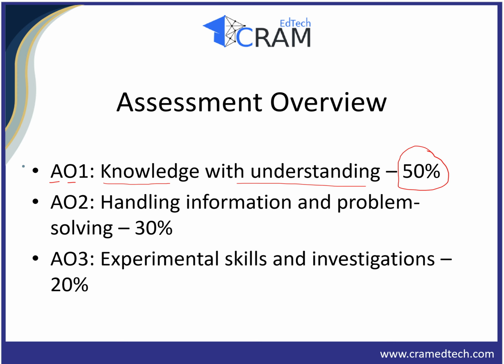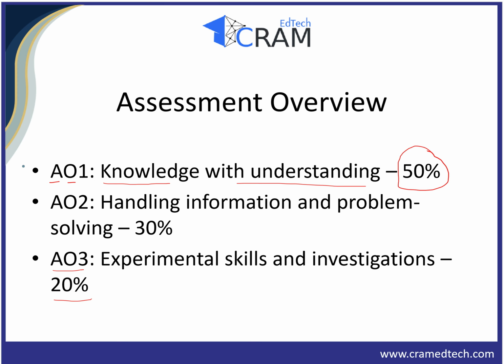And the third assessment objective is experimental skills and investigations. This is 20%. Experimental skills means you should know how to set up the apparatus, what data you have to collect, and how you have to use that data. How can you interpret the data in the form of equations or graphs, and how you have to conclude. Complete experimental planning comes under assessment objective 3.